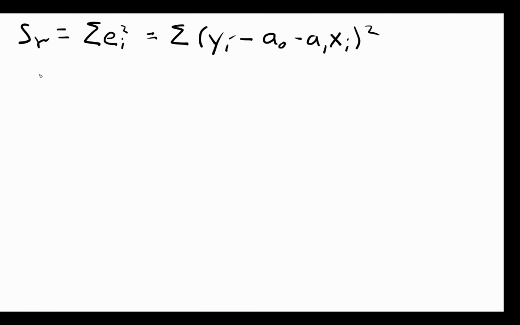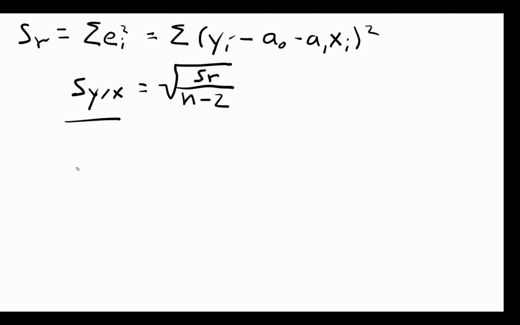On the basis of this value Sr, the sum of the squares of the residuals, it's possible to define something called the standard error of the estimate. And this is a standard deviation that basically describes the standard deviation of y with respect to x, and it is simply defined as the square root of this value Sr over n minus 2. Based on this value, then, it is possible to assign a standard deviation to each of the coefficients.